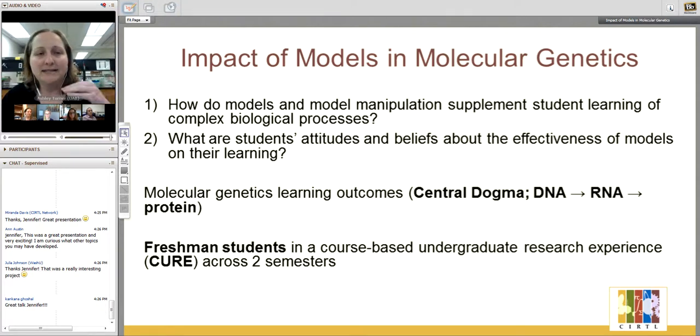I didn't want to list all of the learning outcomes, so I just put central dogma. Basically, we were looking at DNA to RNA to protein. What's the structure of DNA? What's the process of DNA replication? How is that DNA then used to make the RNA, which is the messenger that leads to protein being produced as a functional product? So that was the goal. Those are the model focuses.